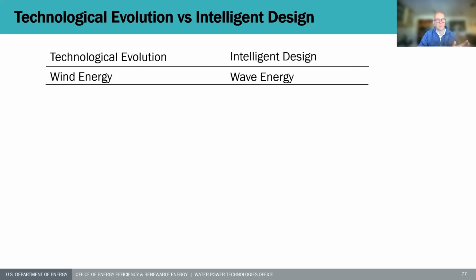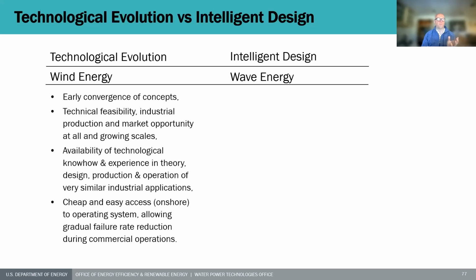Let's talk about wind energy first. With technological evolution, I mean incremental improvement of a technology in different operational conditions. And so what were the conditions for wind energy? First of all, there was a much earlier convergence of concepts. Clearly, there were many different concepts, different orientations of axis, lift and drag devices, and other devices too.